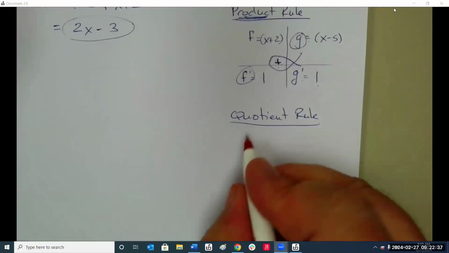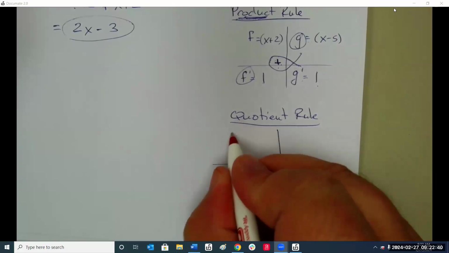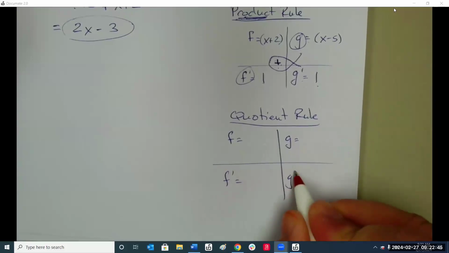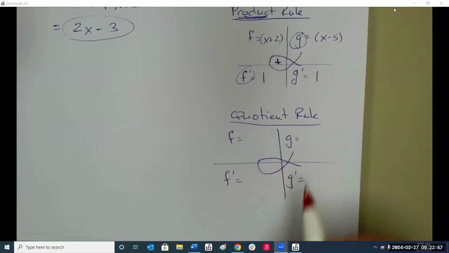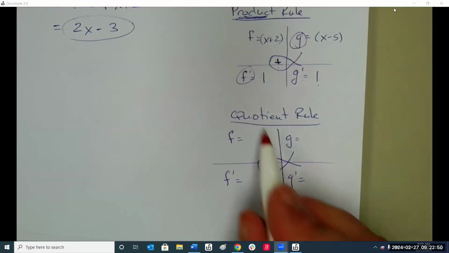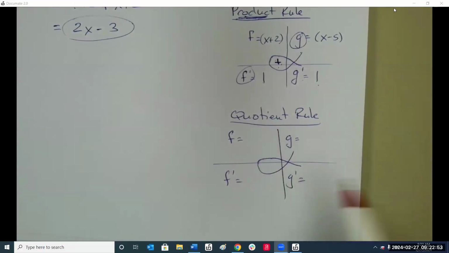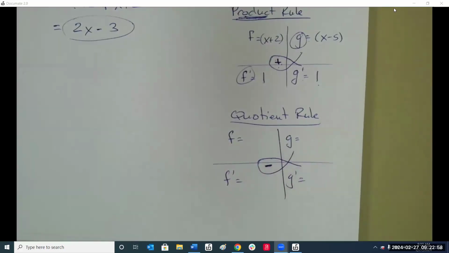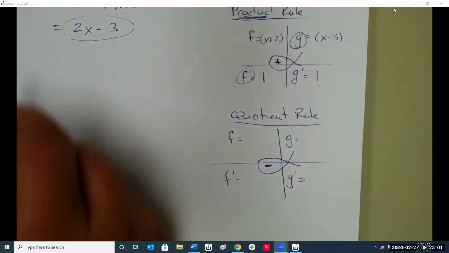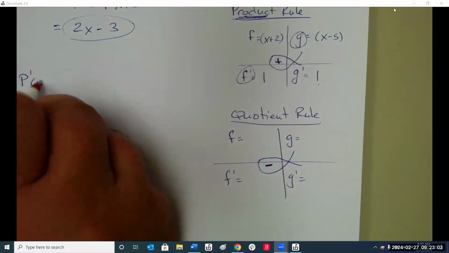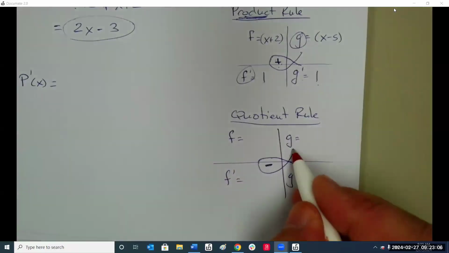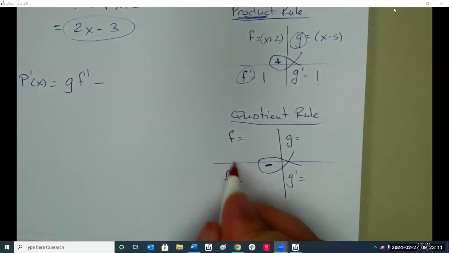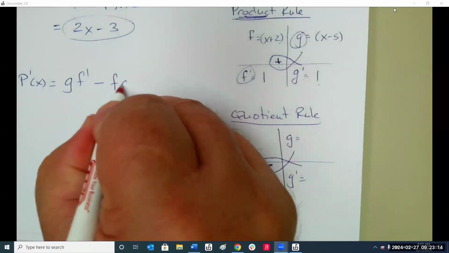What do you think the quotient rule is going to look like? Again, it's the fishy thingy. Everything's the same, but now when you do quotients, when you divide things, do you make them bigger or smaller? Smaller. So this one's going to be subtraction. So for the quotient rule, we're going to have g times f prime minus f times g prime.